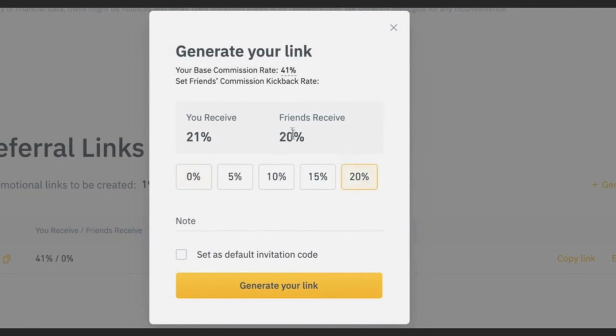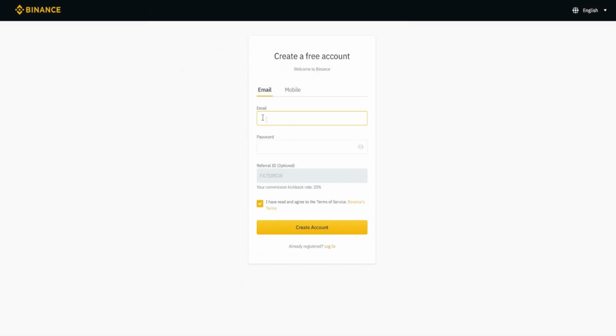Alright, so once you go ahead and do that, create your free account so you can basically already be ahead of the curve and get a massive fee discount. And this is going to be like 20% out of the 45%.